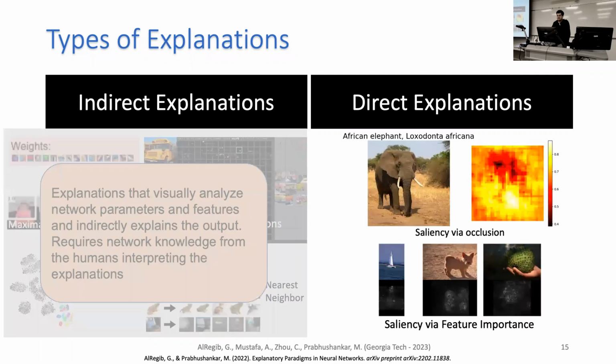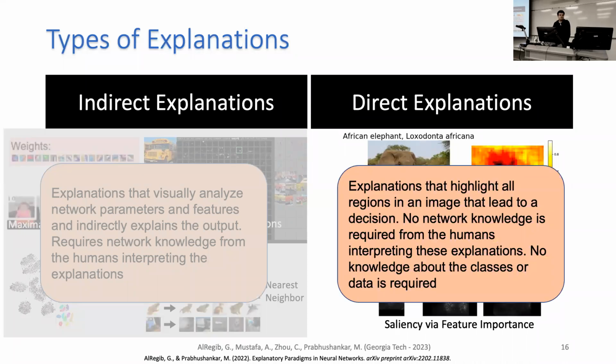The other kind is direct explanations. The answer is directly out there. Given this kind of an African elephant, we want to know why the network predicted African elephant. We want the saliency patches on top of it. Same thing with feature importance, which was the gradient back propagation as well. There's a sailboat here. Sailboat is what is being activated. Same thing here with the animal as well. Right. So this is more direct explanation. This is one way of thinking about and seeing how different it is from indirect explanations.